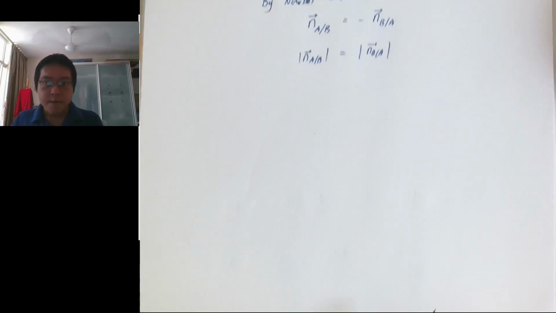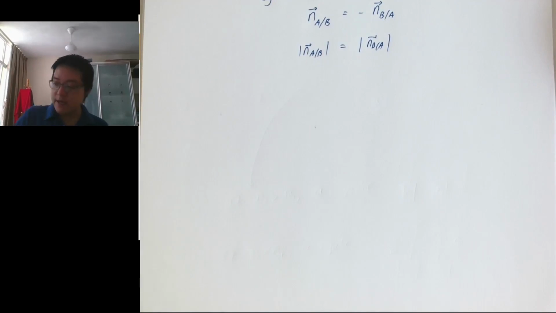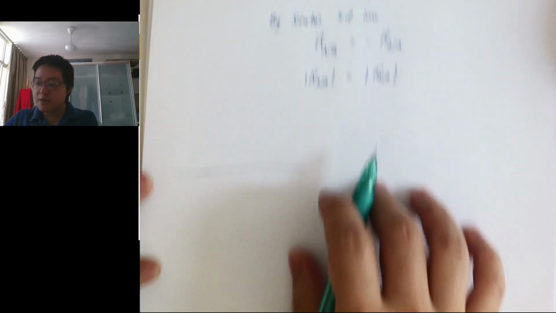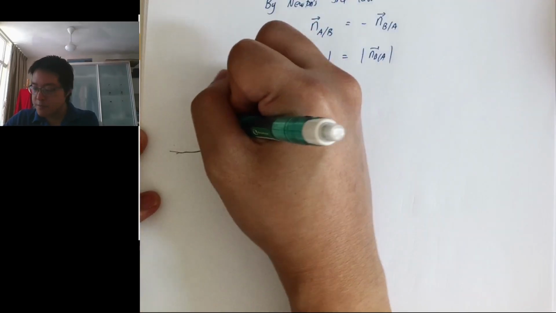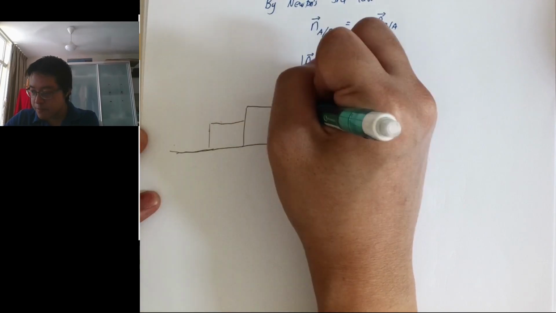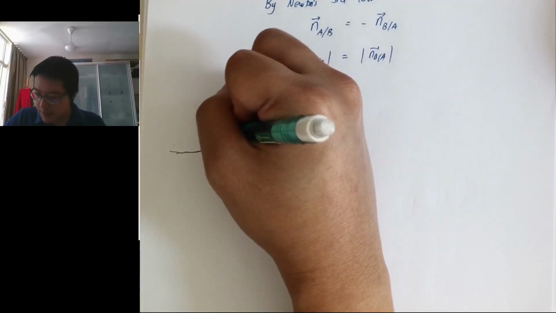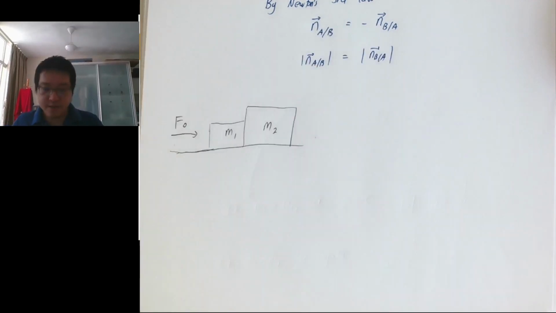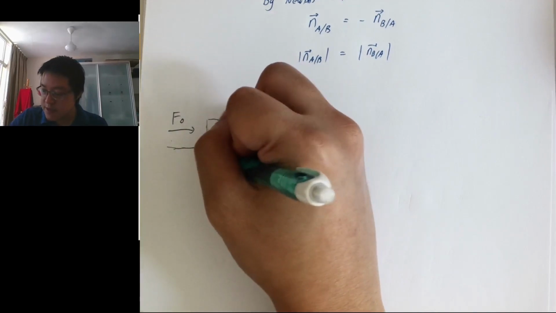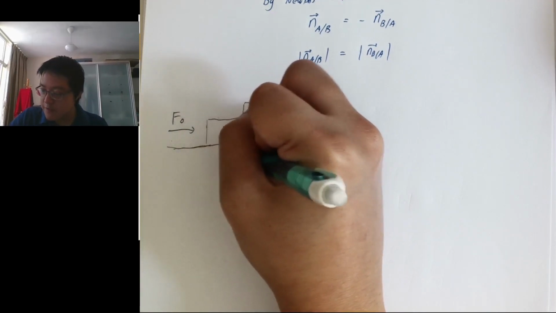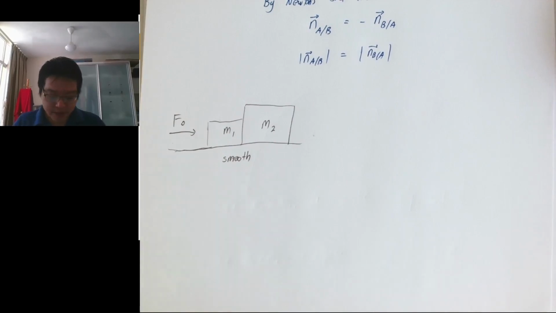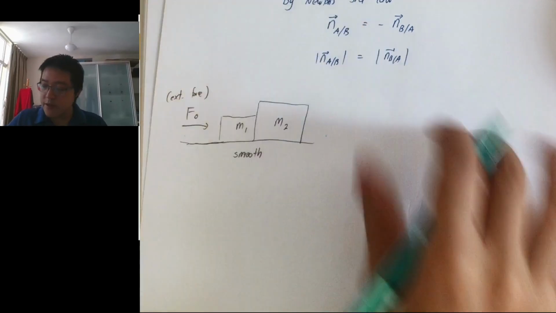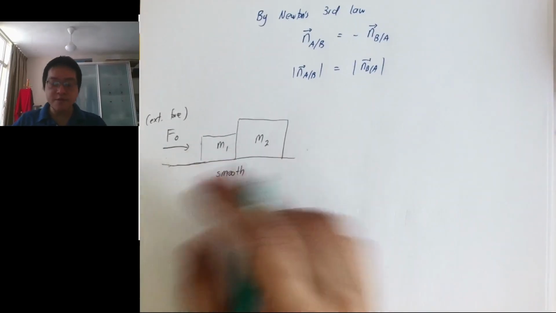Now let's look at another simple situation. Just now it was in equilibrium, but what if we are talking about a moving system? It can still be solved in the same way. Let's say I have M1 here, and M2 here, and an external force acting on this object. Let's assume this is a smooth floor because we haven't talked about friction yet. That will be coming soon. So this is the external force acting on this. How do we solve this problem?